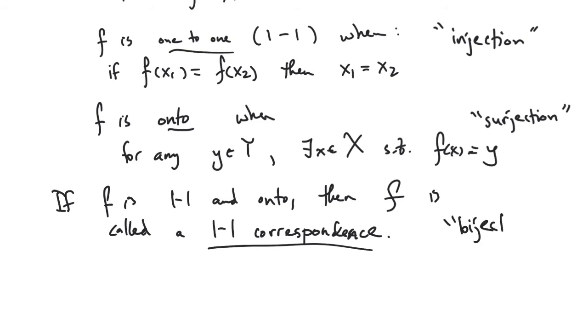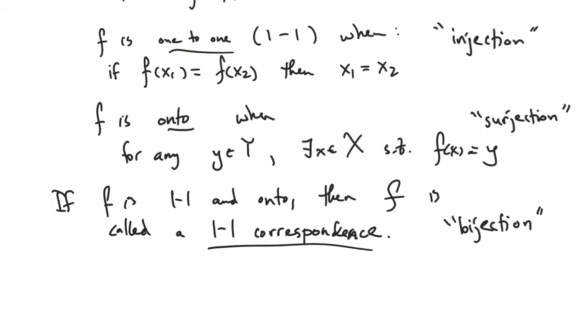Our book doesn't use these three words, but when I speak to other mathematicians in the club, I usually say injection, surjection, bijection. So I might say those words from time to time. They mean 1 to 1, onto, and 1 to 1 and onto. All right.